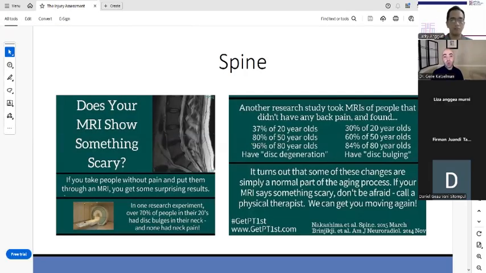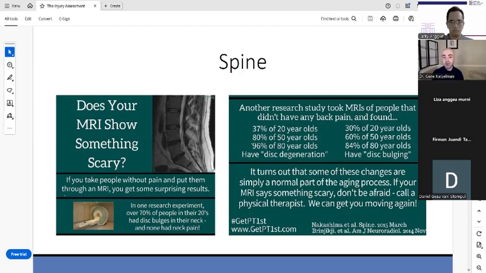So one more, actually, I apologize. I forgot there's one more that we're going to talk about, spine, and this is an interesting one. So if you take people without pain and put them through an MRI, you get some surprising results. In one research experiment, over 70% of people in their 20s had disc bulges in their neck, and none had pain.